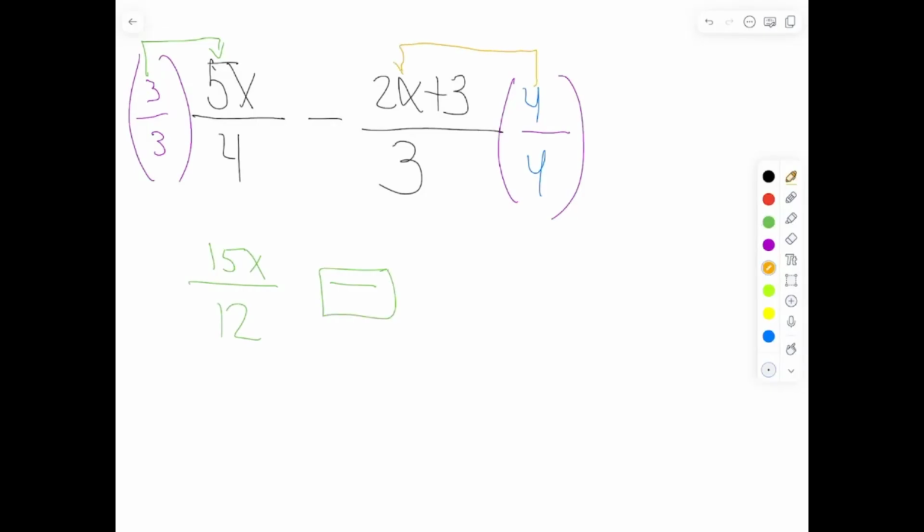15x over 12. Now, here's the tricky part. 4 times 2x. 4 times 3. What am I going to have here? 8x plus 12. Yeah. What am I going to have in the denominator? 12.